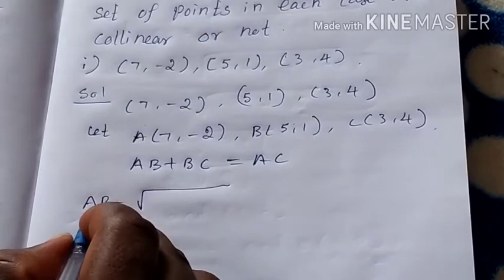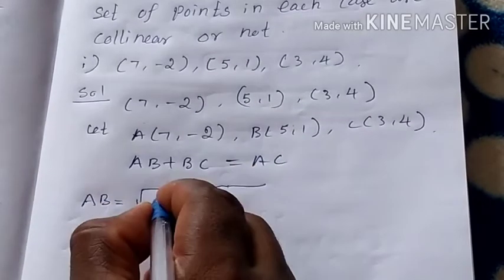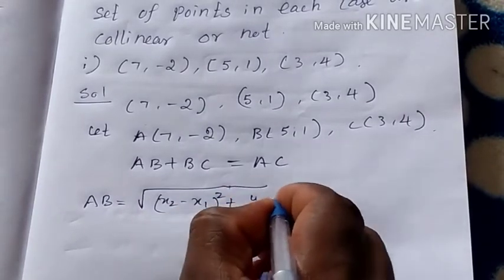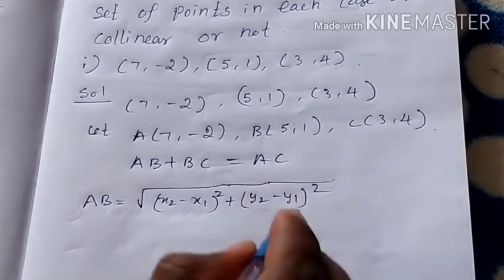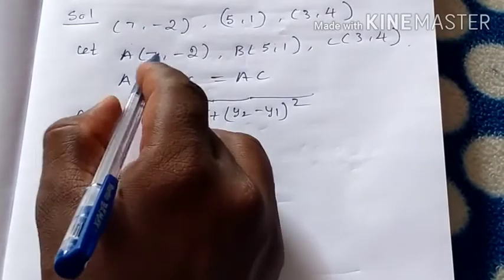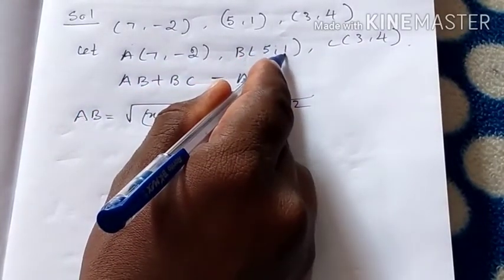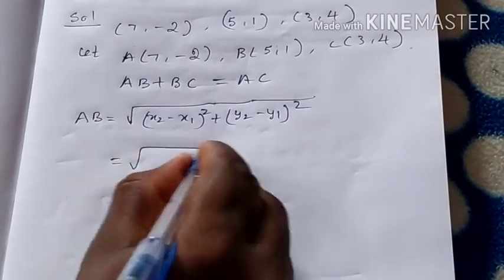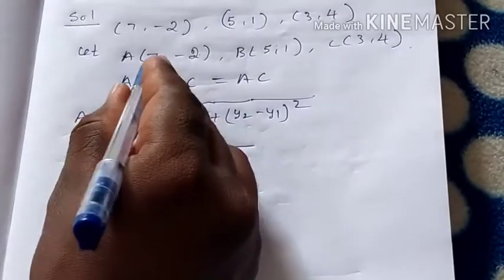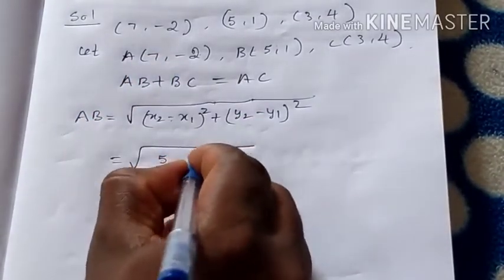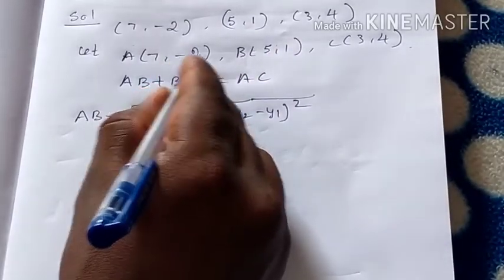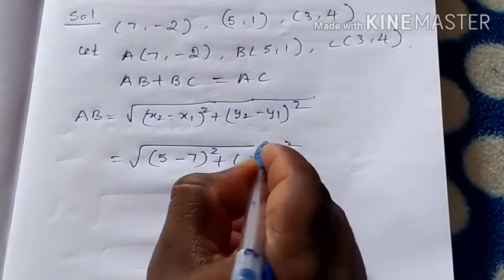AB is equal to the distance between the 2 points. What is the formula? Square root of x2 minus x1 the whole square plus y2 minus y1 the whole square. Now you consider A and B points. This is x1 y1, this is x2 y2. Substitute here. X2 value is 5 minus x1 value is 7 the whole square plus y2 value is 1 minus y1 value is minus 2, so minus of minus plus, plus 2 the whole square.